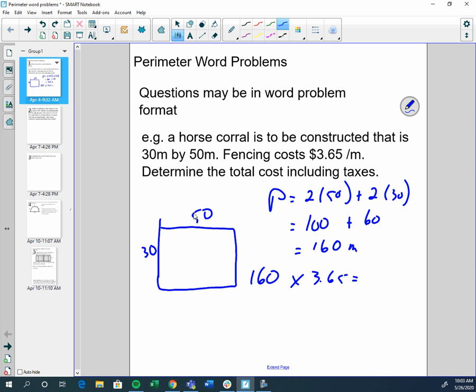Good thing I got my calculator ready. Okay, now I found my calculator. So that's going to be $584. But it did say including taxes. So we're going to have to multiply that by 1 point.